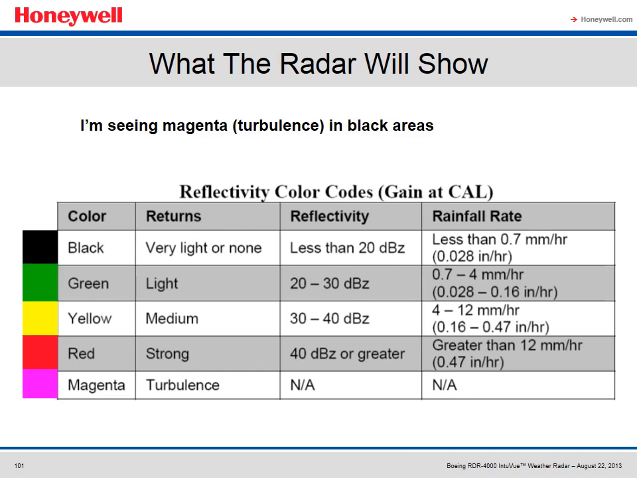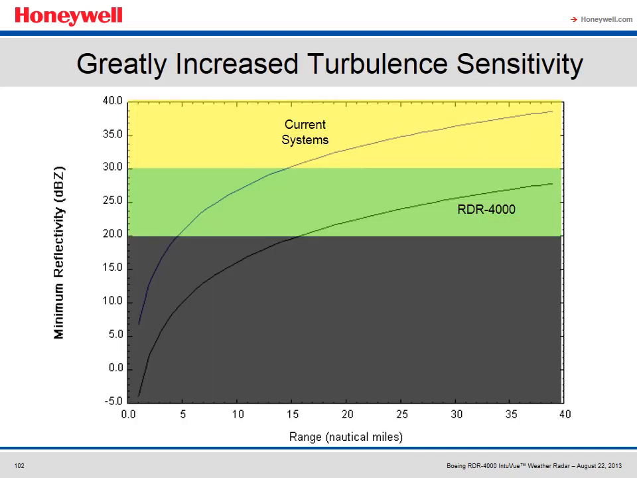With older radars, to detect turbulence below the green threshold, the radar would need to be about 3 nautical miles away from the turbulence in order to see it in black reflectivity. Because the RDR4000 is much more sensitive, it can detect turbulence at the same reflectivity level from about 15 nautical miles away. The turbulence detection capability on this radar is much more sensitive and accurate, so learn to trust it.